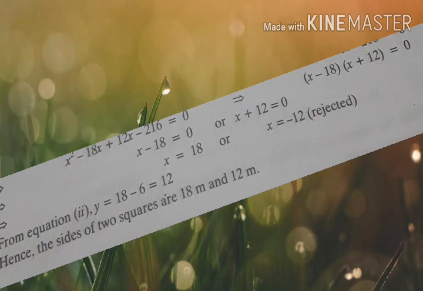Here what do we take as x? Here we take the side of the square as x. So the measure should be positive, it cannot be negative. So here x equal negative 12 can be rejected and the acceptable value of x is 18. That means the sides of the squares are x equal 18 and y equal x minus 6, that is 18 minus 6, that is equal to 12. So anyway, the sides of the two squares are 18 meter and 12 meter.